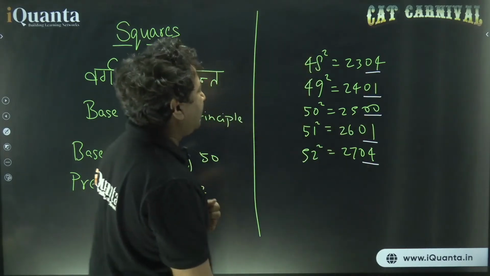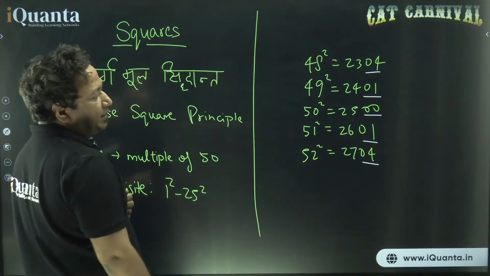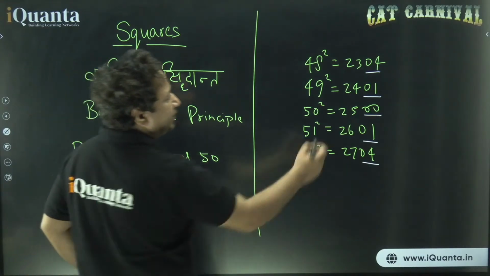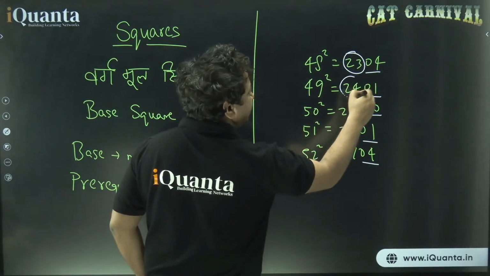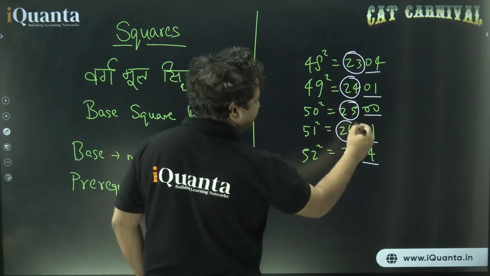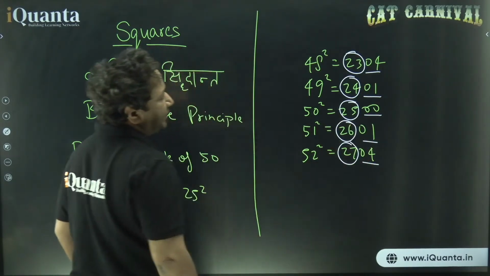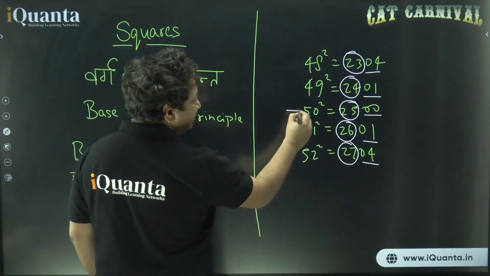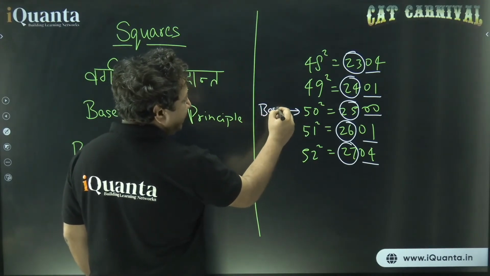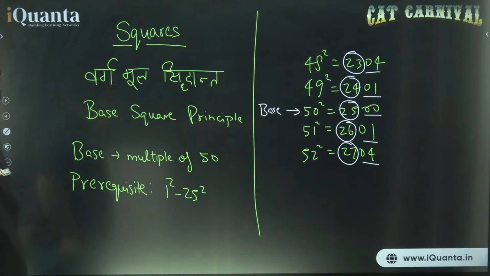Okay. All right. Now, as you can see, I will encircle the first two digits, and the remaining digits I would say. The base was 50. 50 square is 2500. Perfect.